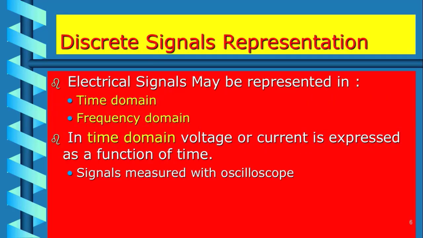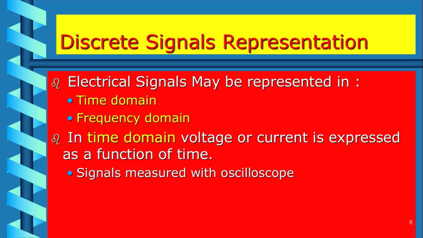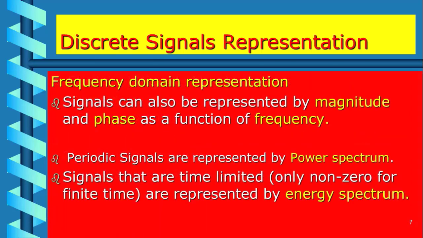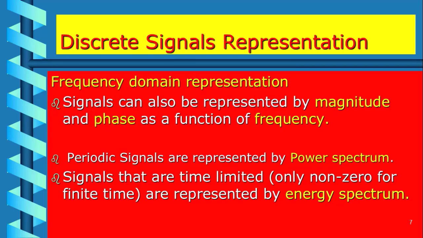Now let's proceed to the second part, which is discrete time signal representation. Electrical signals may be represented either in the time domain or in the frequency domain. In the time domain, voltage or current is expressed as a function of time. So the signal is represented as a function of time. An example of this is signals measured with an oscilloscope. The other way of representing a signal is frequency domain representation. Signals can also be represented by magnitude and phase as a function of frequency. Such a representation is known as frequency domain representation.